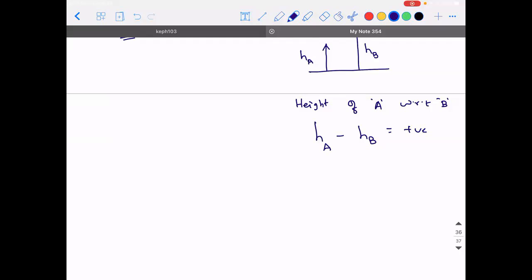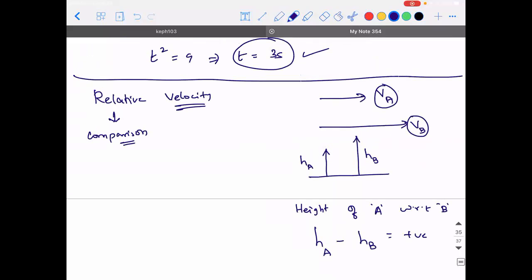In a similar way, if a car A is moving with respect to car B, and I'm interested to study the velocity of A with respect to velocity of B, then I will write velocity of AB like this. This velocity of AB is read as: velocity of A with respect to B is equal to velocity of A minus velocity of B.